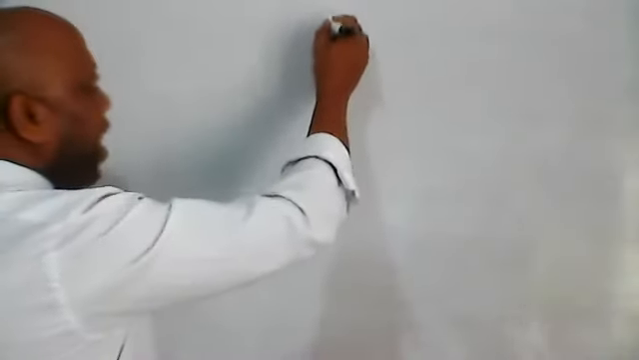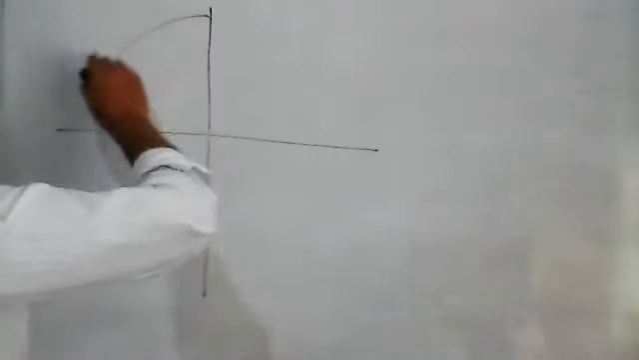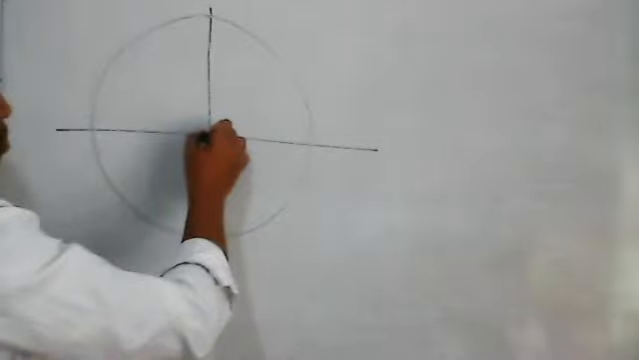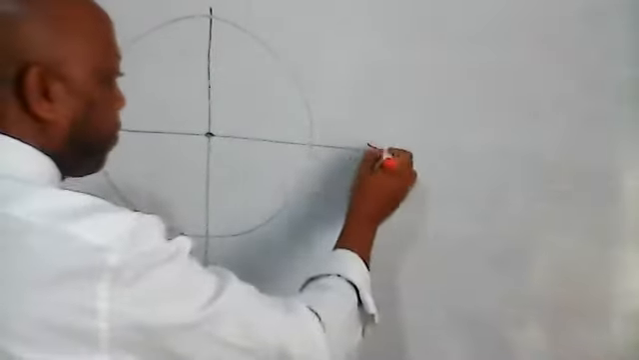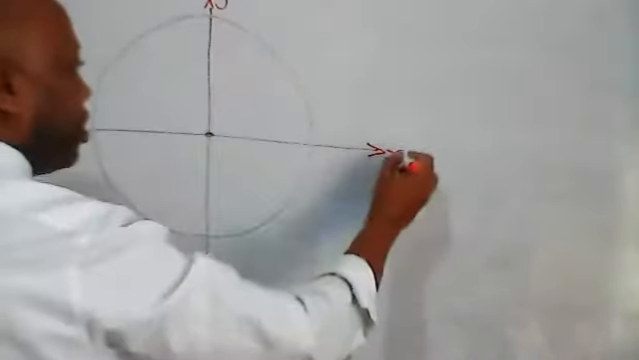Suppose we have a circle that is inscribed on a Cartesian plane. So you have your two-dimensional plane, x and y, and you have a circle with center at the origin inscribed into this Cartesian plane. Okay, your horizontal axis, which is x, and your vertical axis, which is y.